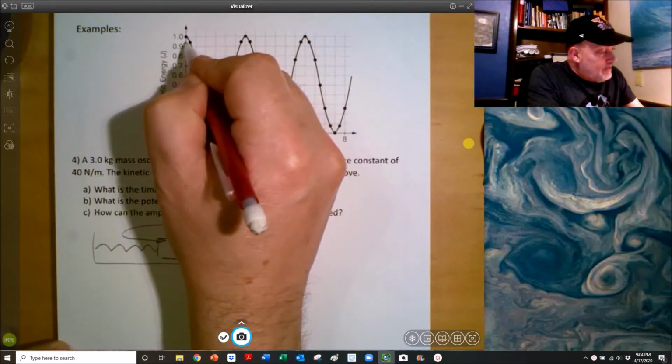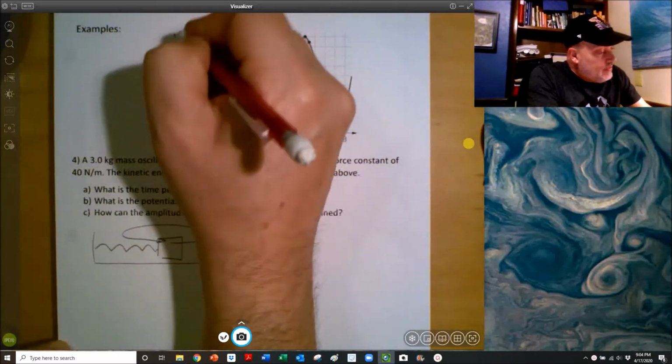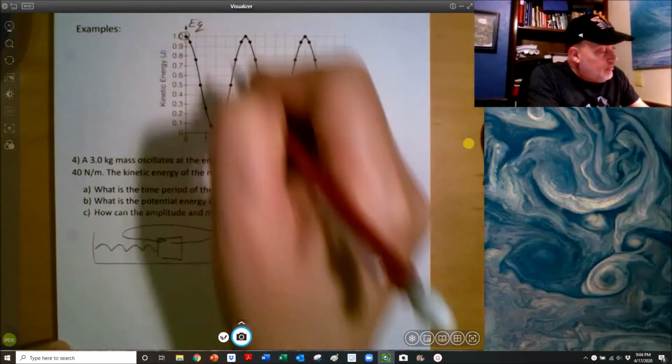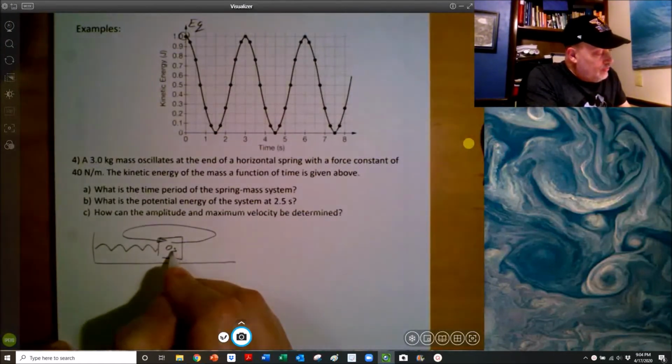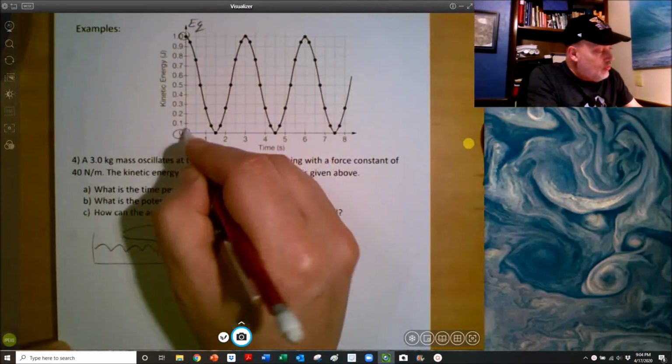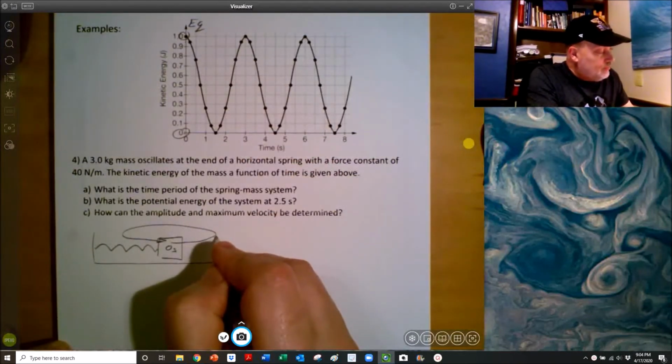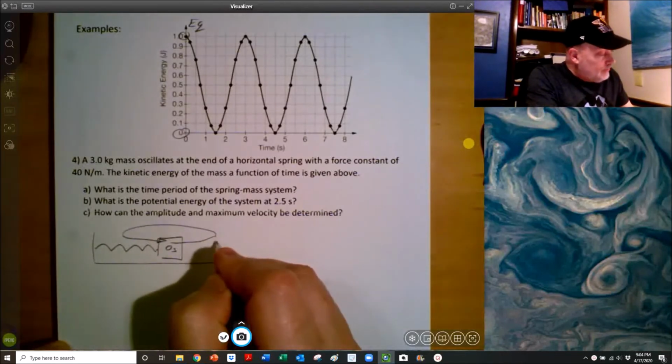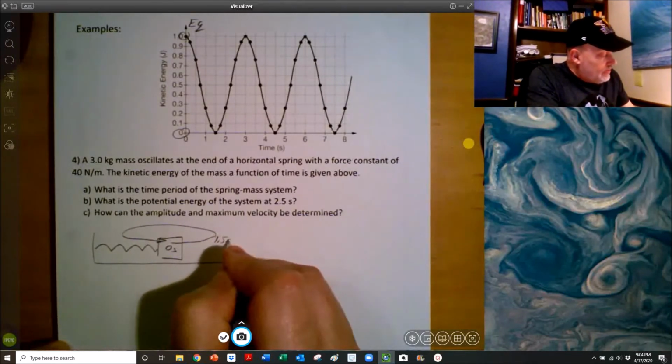When we have maximum kinetic energy is when we're at the equilibrium, right? That's the equilibrium point. So we're here at 0 seconds, and then it goes all the way to 0 energy here. So this must be one of the amplitude points. So this is 1.5 seconds.